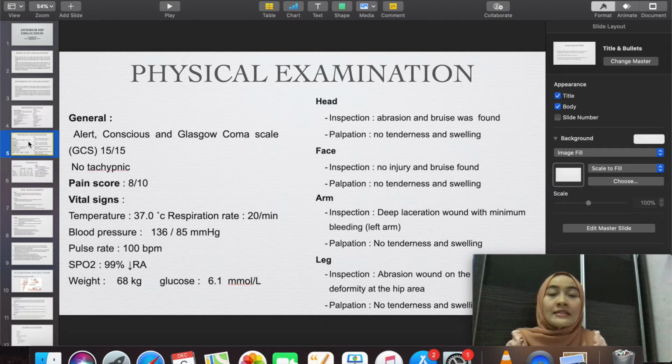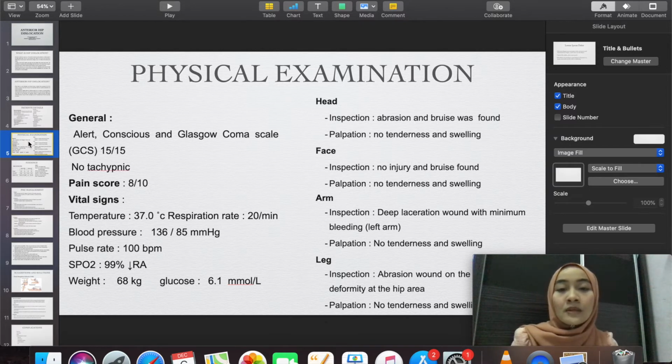For physical examination, generally patient alert, conscious, GCS full 15/15. Patient is not tachypneic, pain score a bit high at 8/10. All the vital signs normal. On inspection, over the head abrasion and bruises were found. On palpation, no tenderness and swelling. For face, no injury, no bruises found. On palpation, no tenderness and swelling over face.